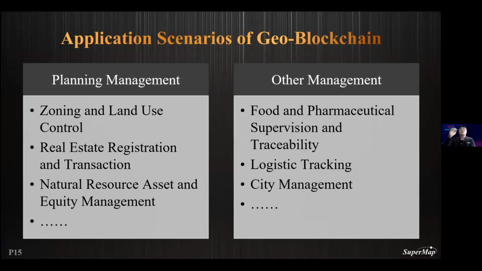And also there are some other scenarios of Geo-Blockchain, such as in the area of planning management. It can be used in zoning and land use control, the real estate registration and transaction, and the natural resource asset and equity management. And on other management parts, it can be used in food and goods supervision and traceability, logistic tracking, and city management.